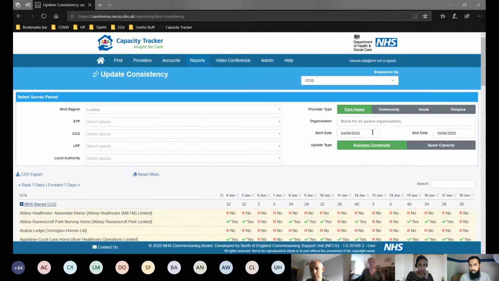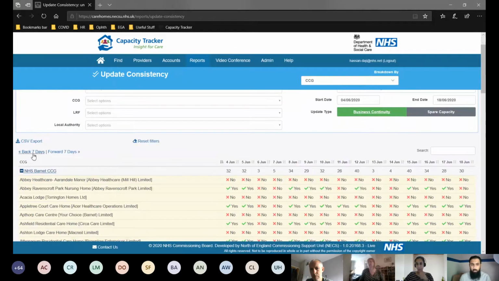Again, you can pick a date range, and it is again defaulted to care home, but you can click community, acute, and hospice as well. So fairly self-explanatory, and you can go back 7 days and forward 7 days.